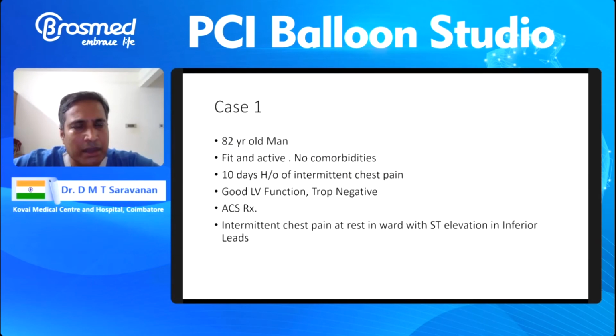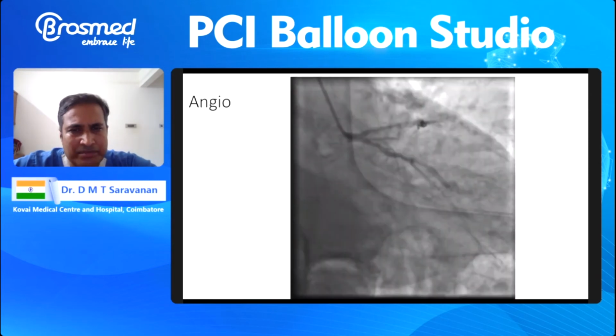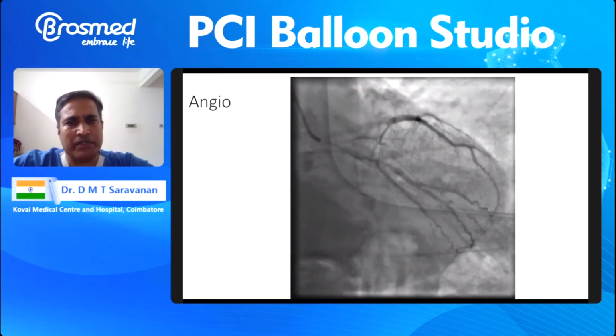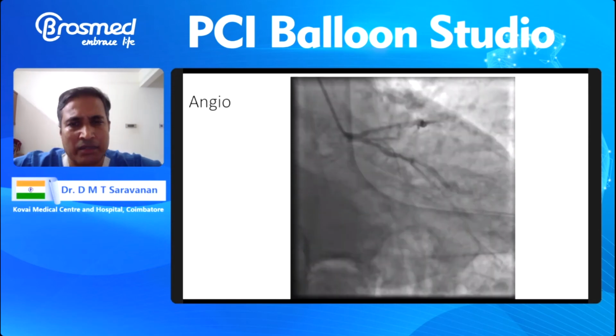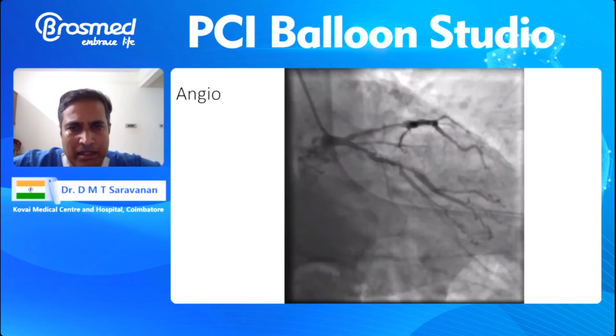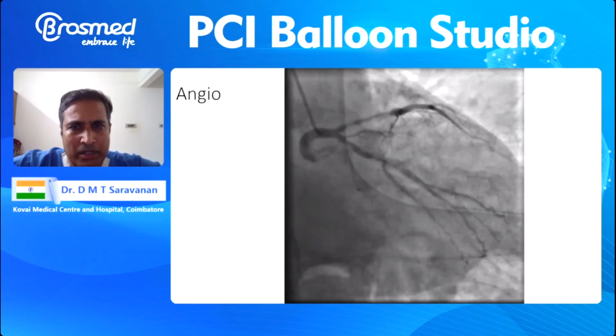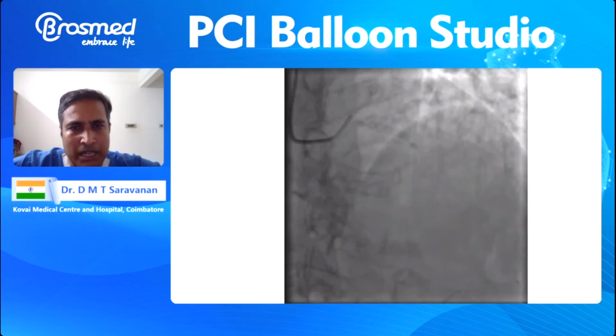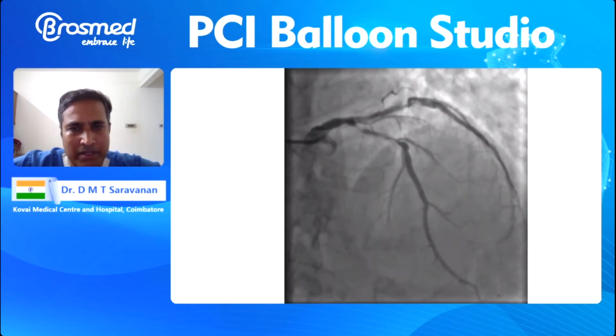First case is an 82-year-old man, a very active fellow. Initial troponin was negative. He was having some intermittent chest pain with ST elevation, so he was taken for angiogram. That's his angiogram. He's got calcified disease in the LAD and circumflex. Good calcium there, and definitely good targets for grafting for the mid vessel, but we're not doing that anyway.